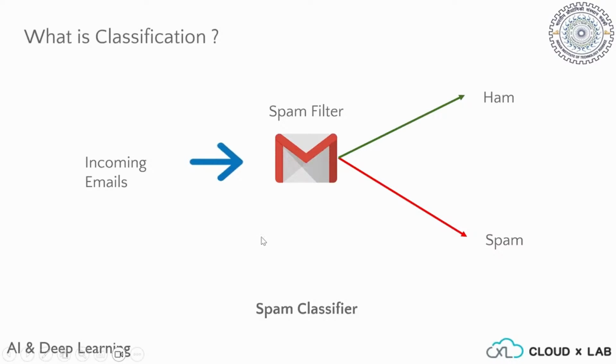Another example is spam versus non-spam email. If you are building a spam classifier, and your task is to predict whether a given email is spam or not spam, again this is a binary classification task, because you are categorizing the email into one of two categories. Either this email can be spam or not spam.